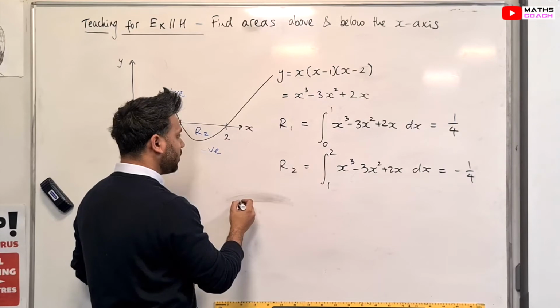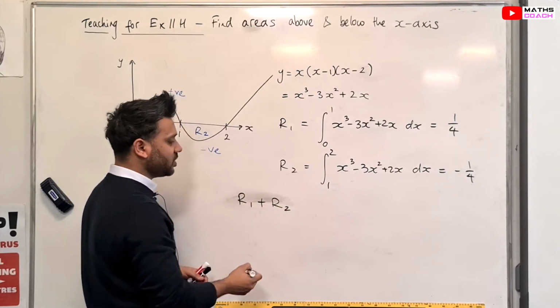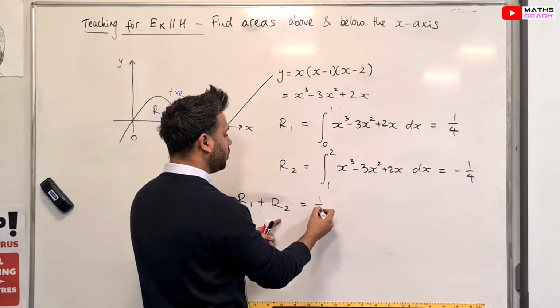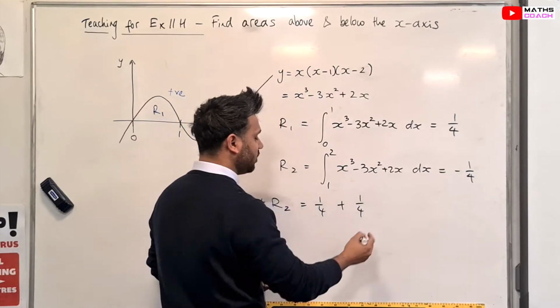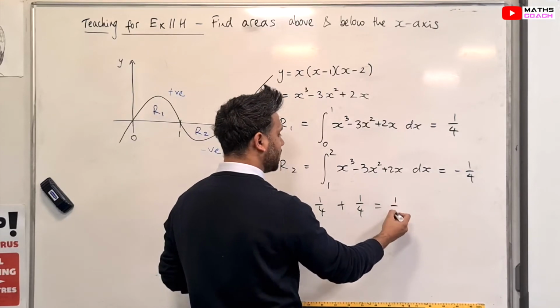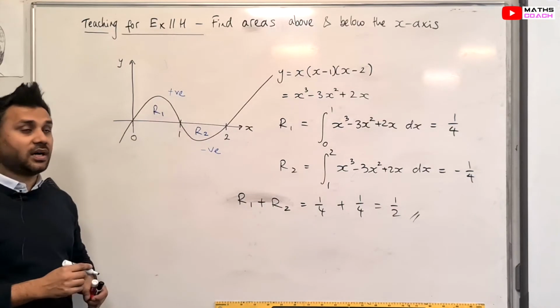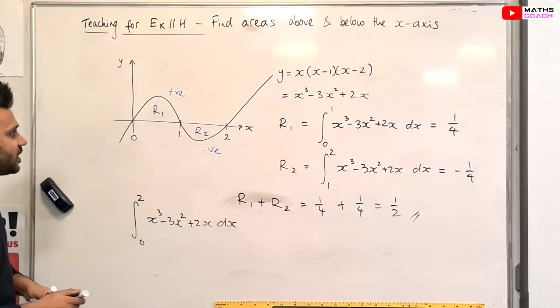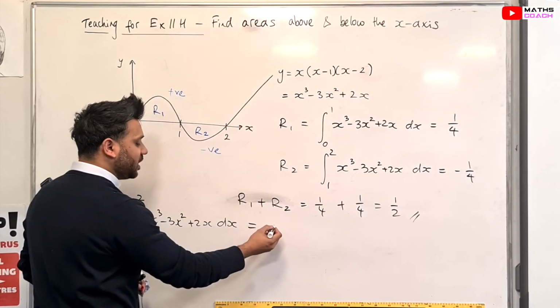Therefore, the total area will be region 1 plus the area of region 2. So this will be a quarter plus a quarter. So ignore the negative. These are 2 quarters, so the total area in the region here is equal to a half. Now, if you were to integrate directly from 0 to 2, the answer would be equal to 0.